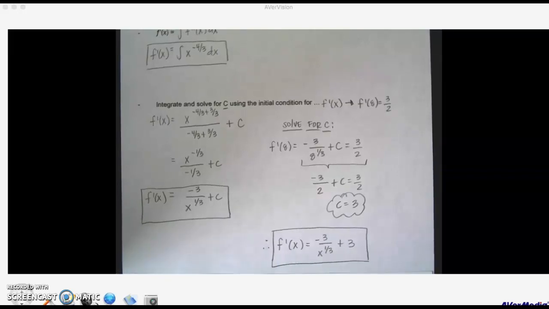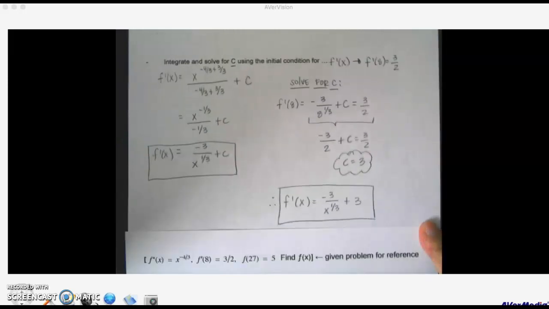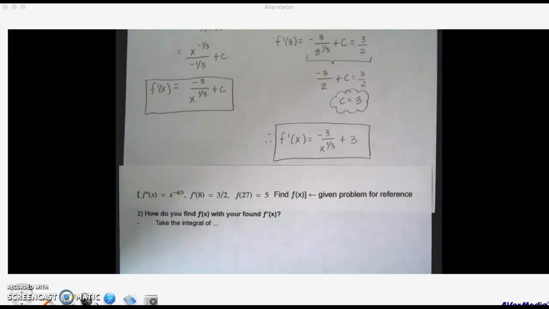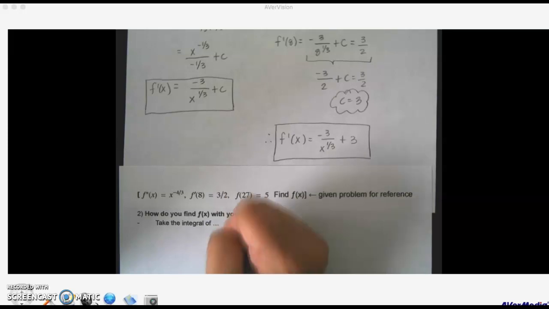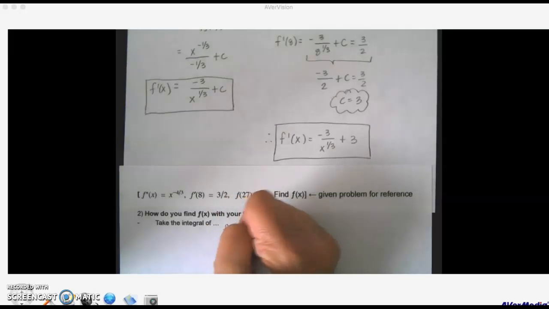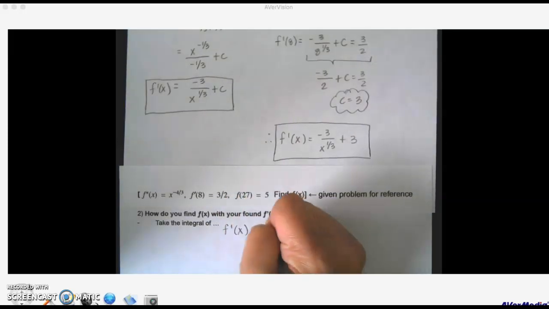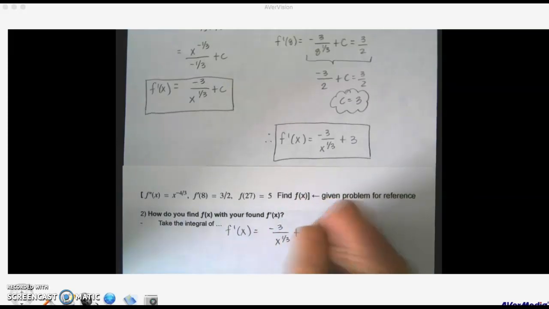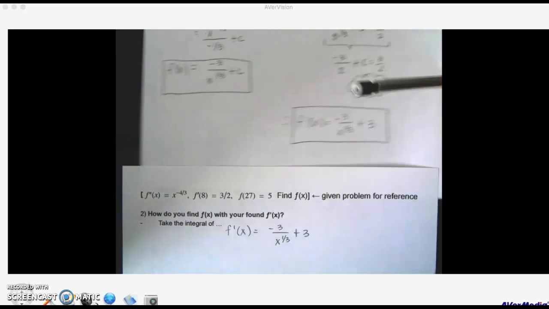So on our second page, that's what we're going to do here. I just rewrote the problem again on the top so that we have it for reference. So it says, how do you find f of x with your found f prime of x? That means we're going to have to, again, take the integral of our derivative in order to find our original. So we're going to take the integral of our f prime of x, which we know now is negative 3 over x to the 1/3 plus 3.